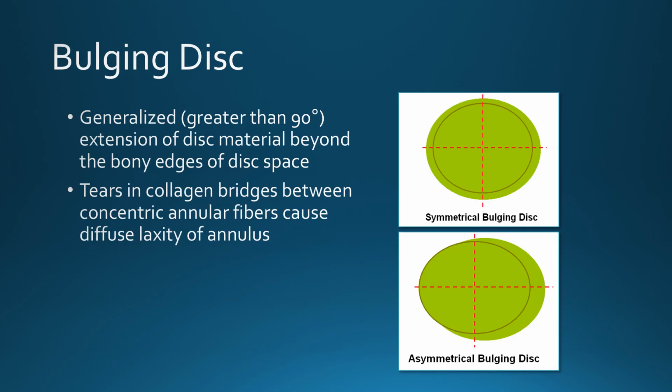So now let's move on to bulging discs. We use the term bulge if there's greater than 90 degrees of extension of disc material beyond the edges of the disc space. So disc bulges can be symmetrical or asymmetrical. The asymmetrical bulges are typically seen in patients with scoliosis.